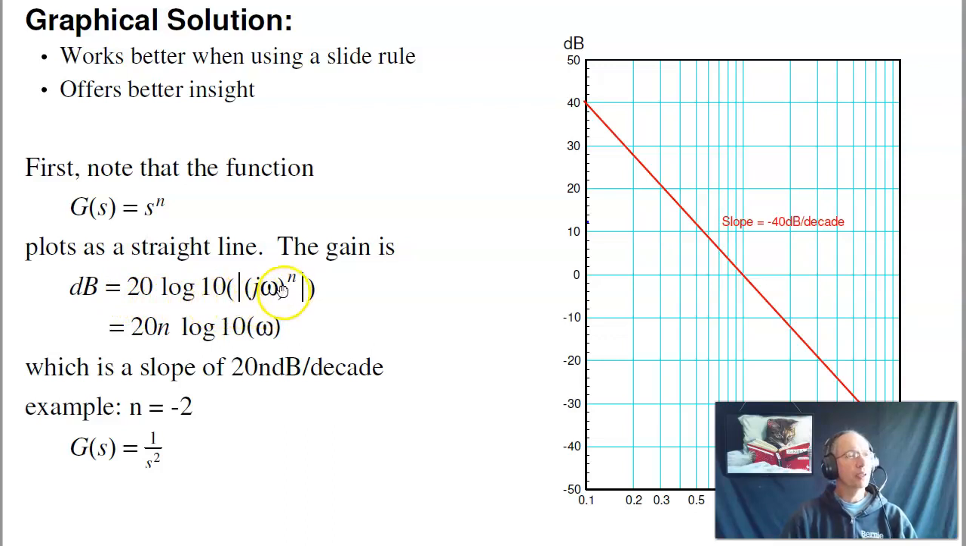Property of logarithms: a number to the n power is just n times the log. So the dB is 20n times the log base 10 of w. What that means is that I'm going to go up by 20 dB as frequency goes up by 10. So for example, if n is minus 2, or g of s is 1 over s squared, I'm going to drop by 40 dB per decade. And that's what you see here. I drop by 40 dB as frequency goes up by 10. That's a slope of minus 40 dB per decade.